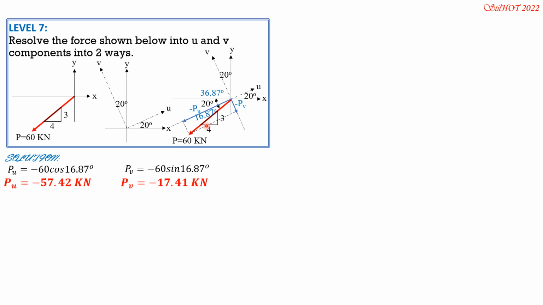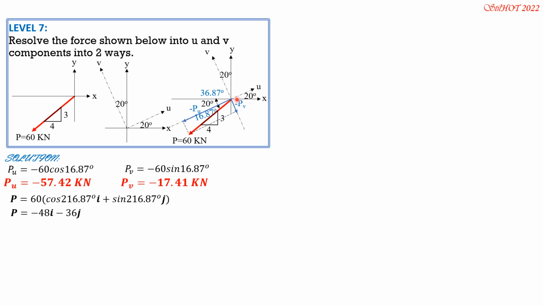Therefore, in vector form, P is 60 quantity cosine of 216.87, which is 180 plus 36.87, i plus sine of 216.87 j. So 60 quantity cosine of 216.87 degrees i plus sine 216.87 j. Simplifying, P is negative 48i minus 36j.